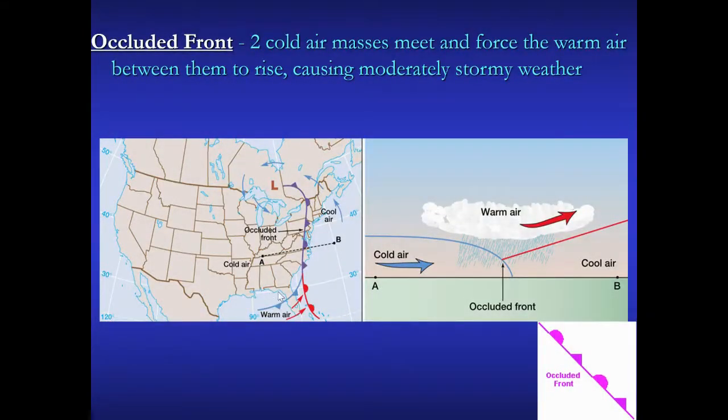Occluded fronts are where that cold front pushes its way in, pushes the warm air up, and then on the other side of the warm air is cool air. And so you basically have cold air on one side, cool air on the other, with warm air above. That's shown in a side view here. That's an occluded front. It's kind of like the end stage of a storm system that has passed through our country.